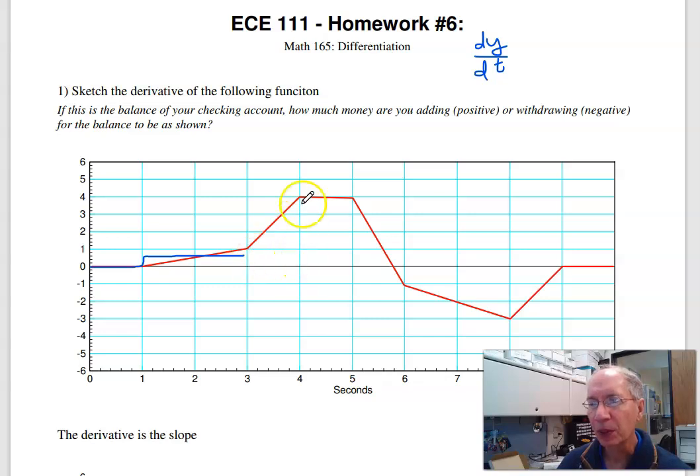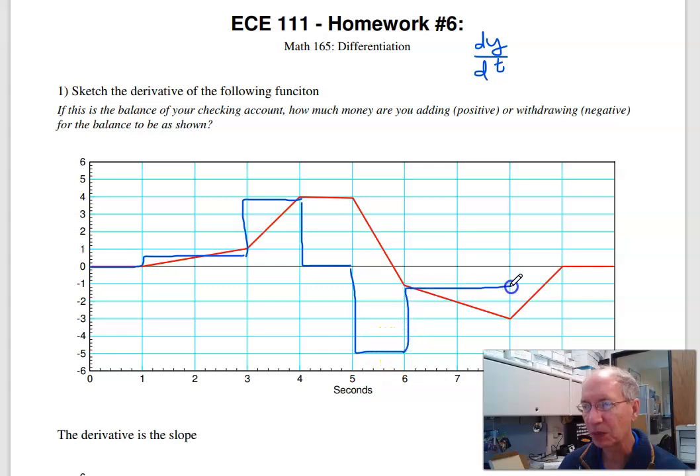Between 3 and 4, y changes by 4 in 1 second, so the derivative jumps up to 4. Again, the slope becomes 0. Change in y of 0 in 1 second, and then goes down, negative. 1, 2, 3, 4, 5. Drops 5 in 1 second, comes down to -5. Now it drops down 2 in 2 seconds, which is -1. Plus 3 in 1 second, plus 3, then back down to 0. So there's the derivative.